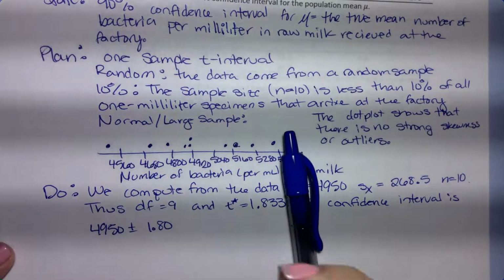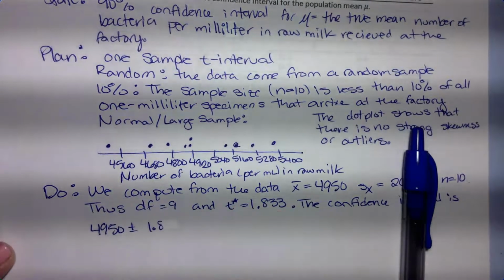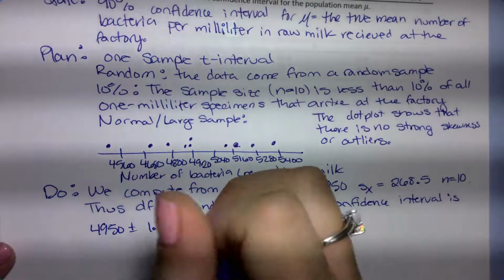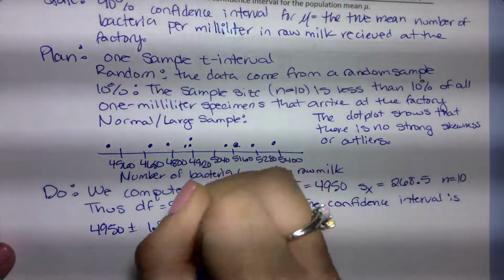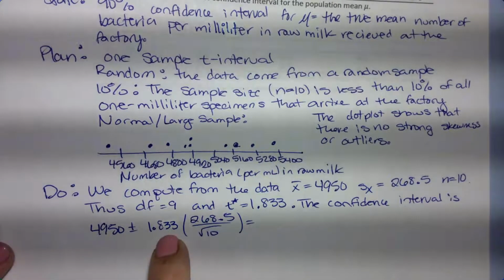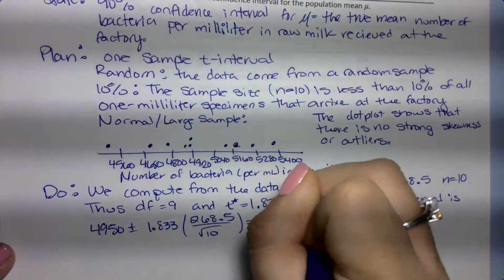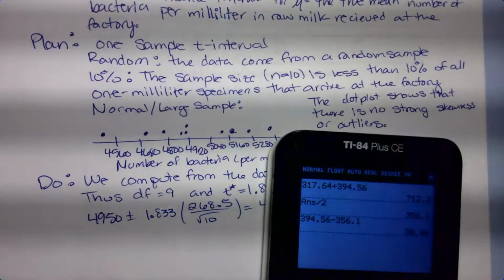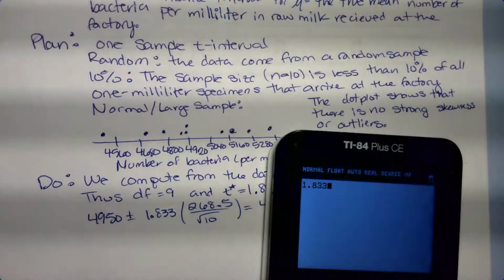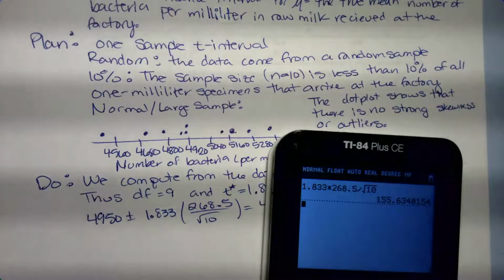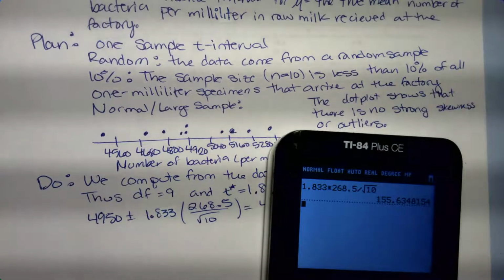So I take my mean, and then I add my t-star times my standard deviation, which is 268.5, divided by the square root of my sample size. So if I calculate just the part right here after the plus or minus, I'm going to type that in my calculator, which gives me 155.63.